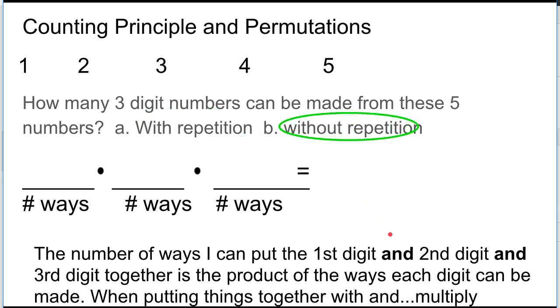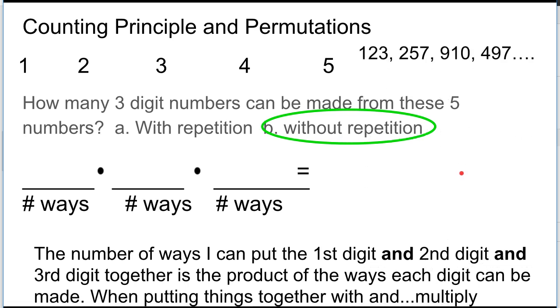Now, if we do that without repetition, it's going to be the same kind of thing, but let's talk about what that means. Without repetition means the numbers can't repeat. So if I use a 1 in the first slot, I can't use it again in any other slot. If I use a 2 in the first slot and a 5 in the second slot, I can't use those numbers again. It means without repetition, just like it sounds. So if I go back to the first digit and ask how many different ways I can fill that spot, it's going to be a 5.